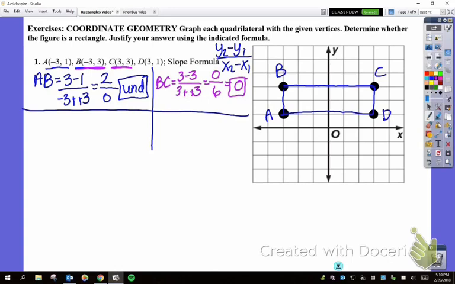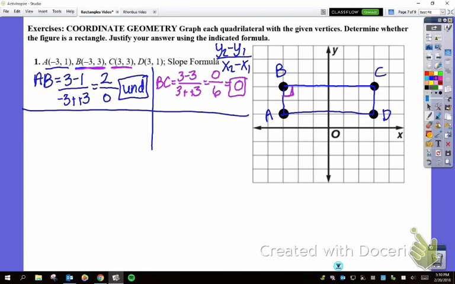Now, if you'll remember from perpendicular lines, undefined slope is a vertical line, and our 0 slope is a horizontal line. So a horizontal line and a vertical line are opposite reciprocals. So they do form a 90-degree angle between AB and BC.